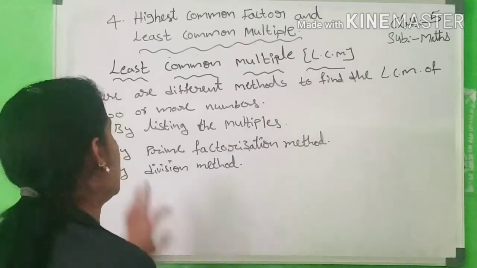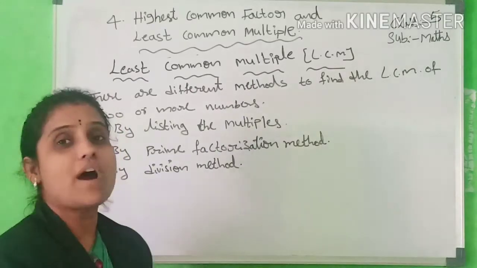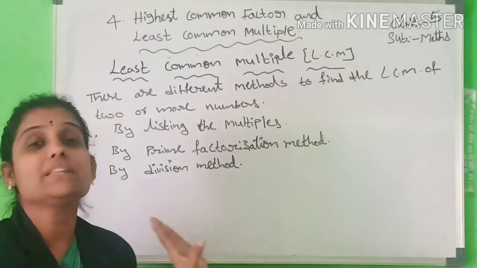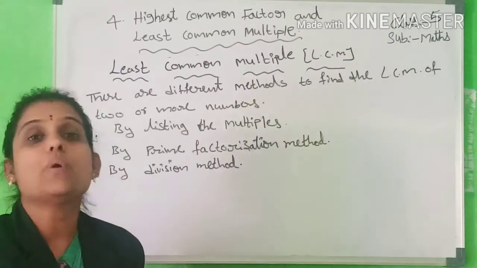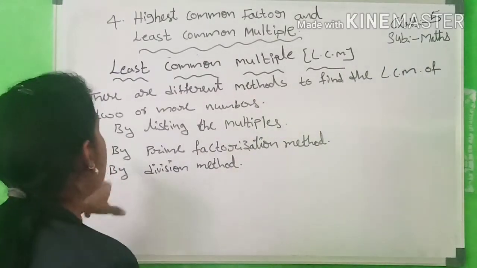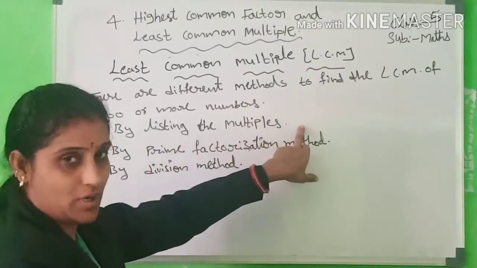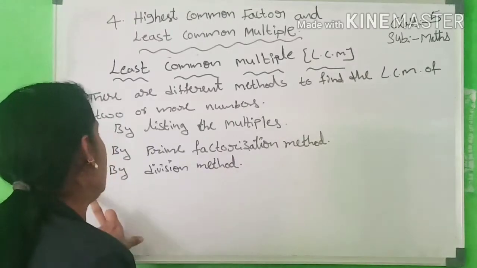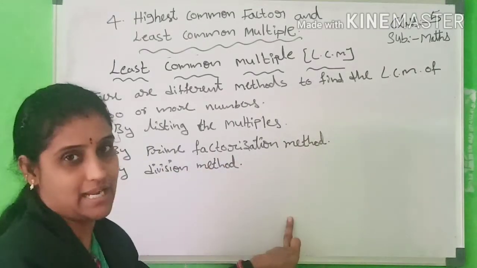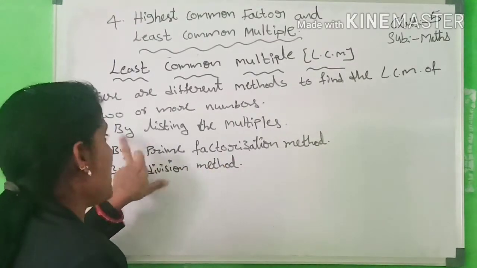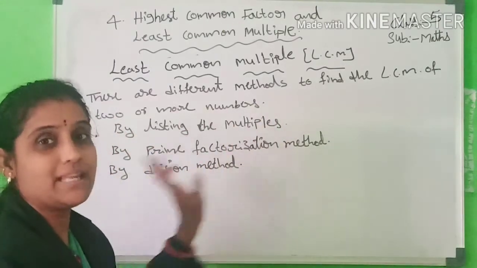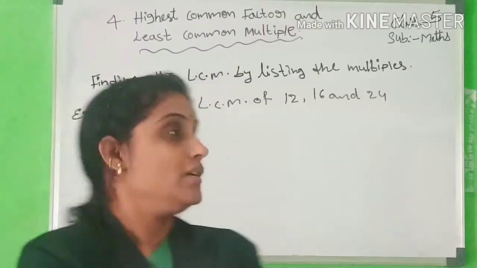LCM. Okay children, there are different methods to find the LCM of 2 or more numbers. What are they? By listing the multiples, by prime factorization method, and by division method.